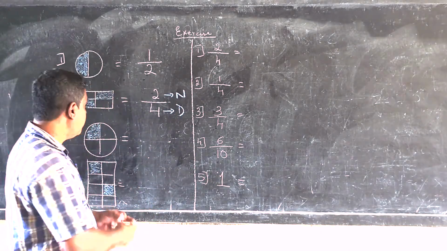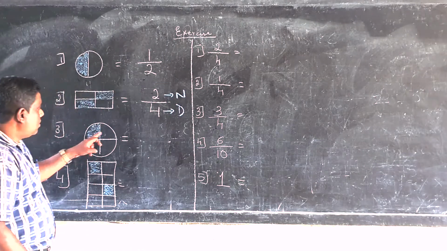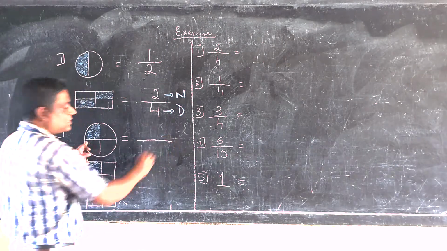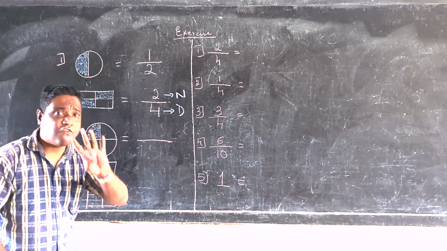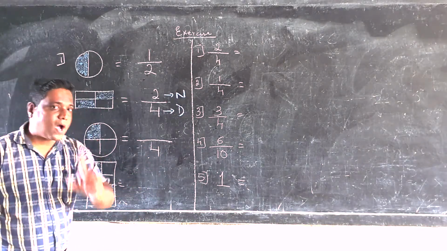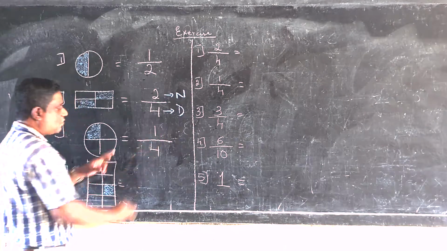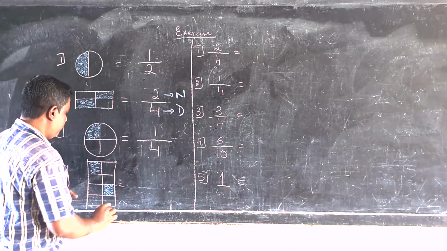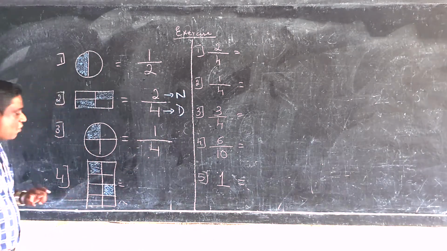Okay, so we continue. Third one. How many parts does the circle have? The circle has 4 parts. How many parts are utilized? 1 part. So you put 1. So 1 upon 4.